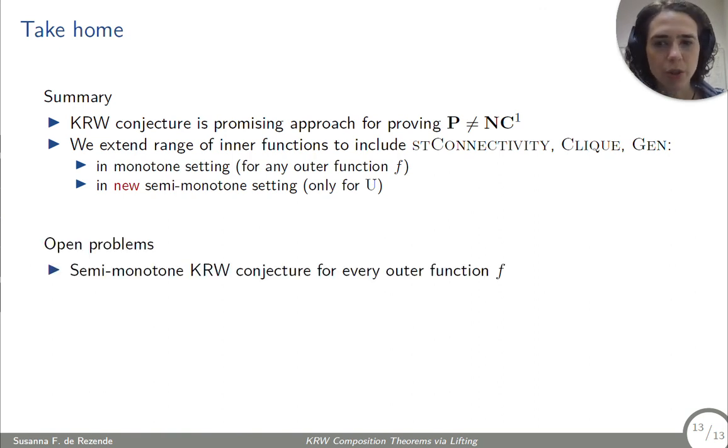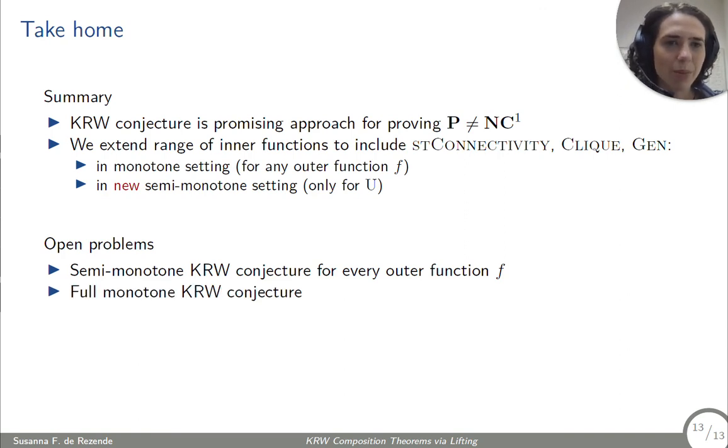And here are two open problems. One is to extend this semi-monotone result to hold for every outer function and not only for this universal relation. And the other obvious open question is to prove the full monotone KRW conjecture. If we don't want to be so ambitious, we can at least try to extend this to include matching as an inner function.